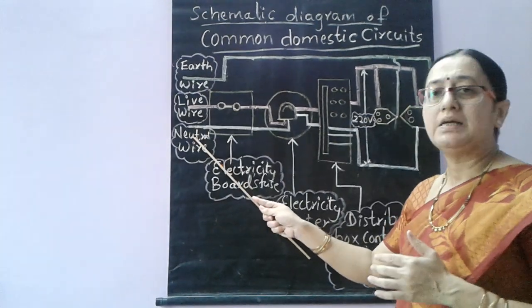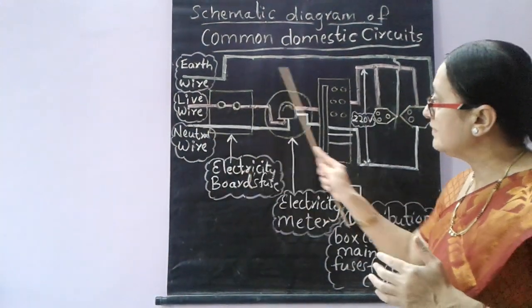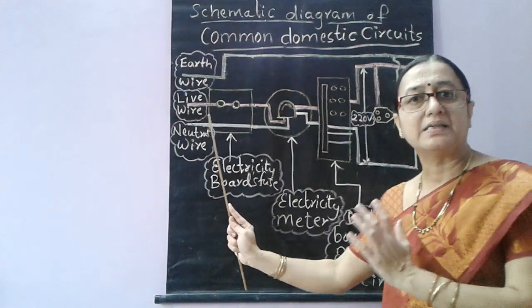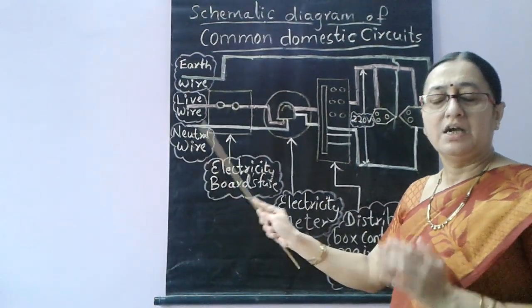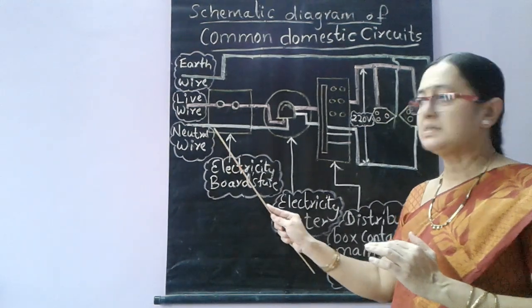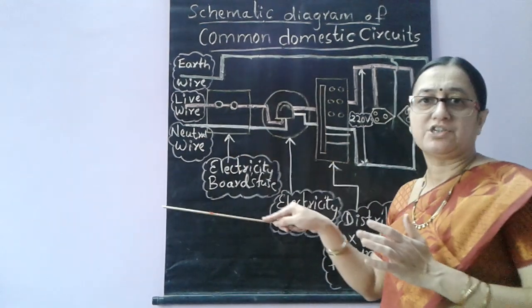Neutral wire is mainly for completing the circuit. So one wire is bringing current inside, and the other has to complete the circuit. There has to be a closed circuit, and that is why the neutral wire is used. It also carries current, and it is earthed at the power station.